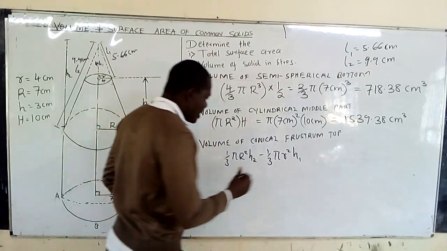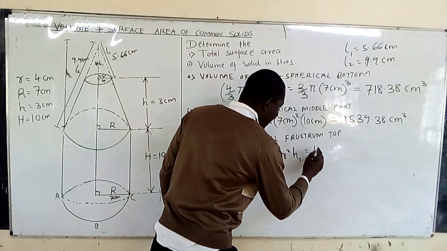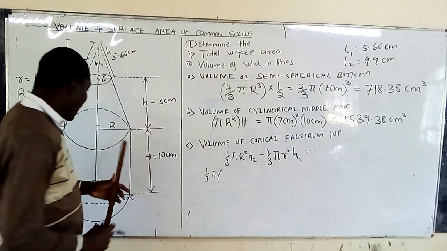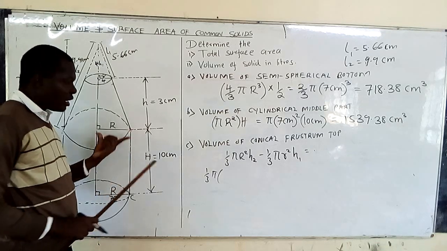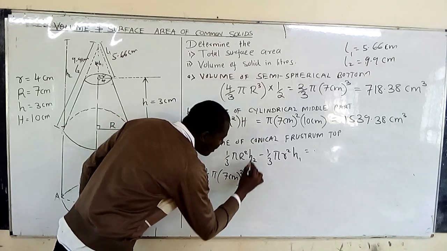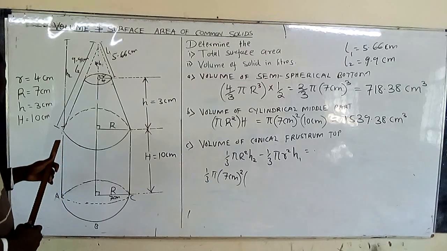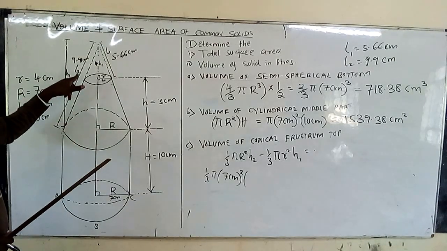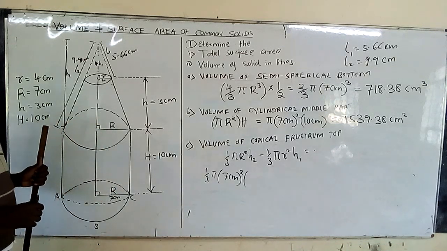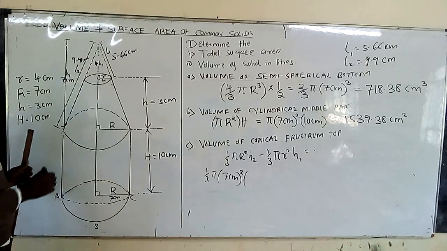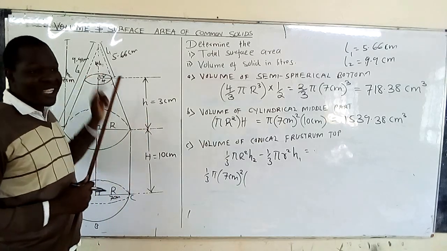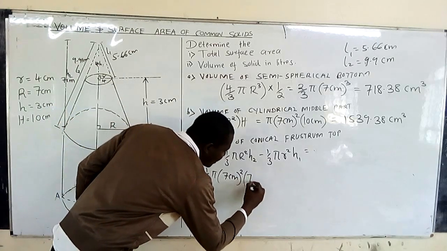Now, what do you get here? You start substituting. A third pi, then r squared. The radius of the bigger cone is capital R, which is 7 centimeters, then squared. Then it is times h2. We found h2. What did we get h2 to be? h2 was 7 centimeters, because it was h plus h1, see there? And h1 we found was 4 centimeters. h2 was 7 centimeters, very good.